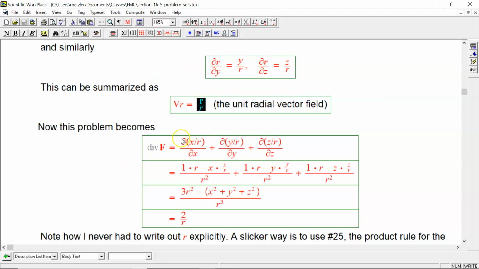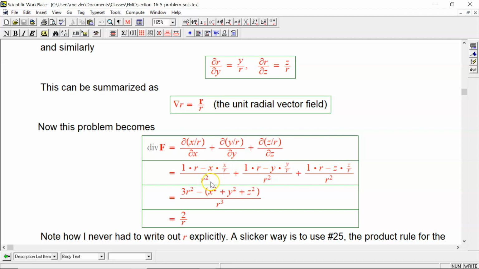Okay, so the divergence is the derivative of the x component with respect to x, the y component with respect to y, etc. We do have to use the quotient rule here, but when we take the derivative of the denominator, that's the derivative of r with respect to x, and that's that x over r. So that's where you don't need any square roots, etc., etc.